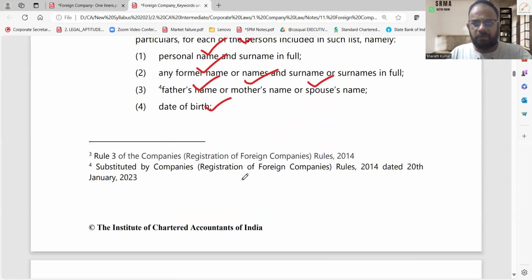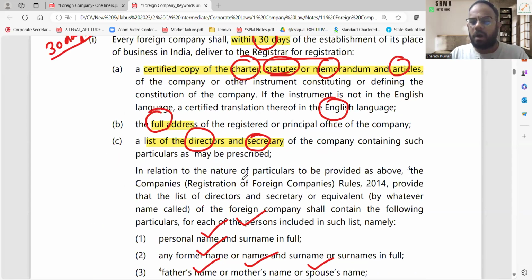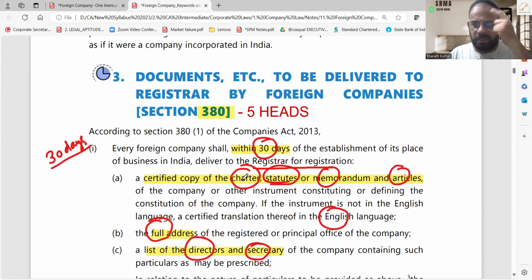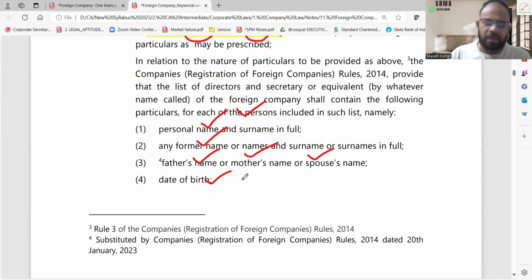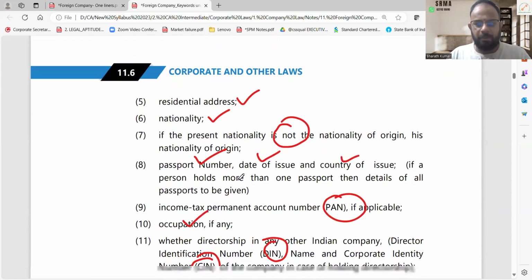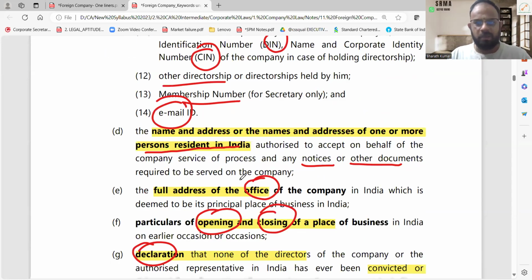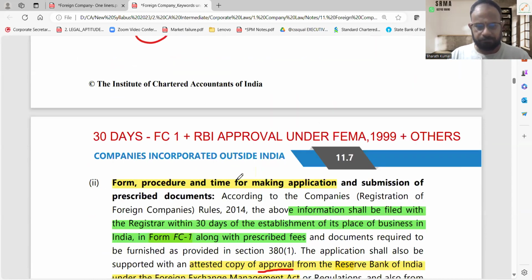So all this we should cover and give it to the ROC within how many days? That only is the point. 30 days of the establishment. Remaining you yourself know. You can write the address, details about director, about company secretary, PAN, DIN, SIN, all that you will be able to remember. So that's no big point. But I have colored the keywords and given.